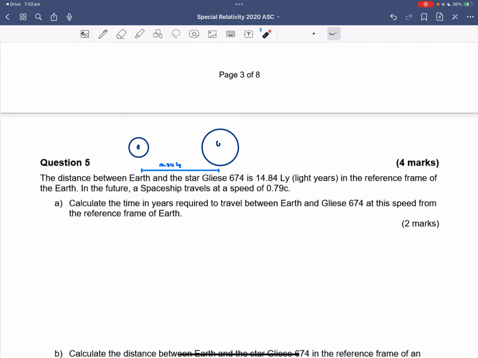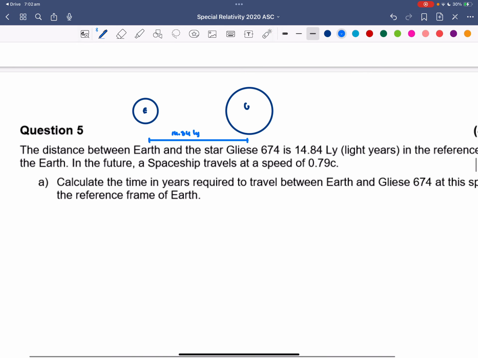Calculate the time in years required to travel between Earth and Gliese at this speed. Alright, well that's pretty easy. I'll just do s equals vt, to be honest. s equals vt, so t is s on v.